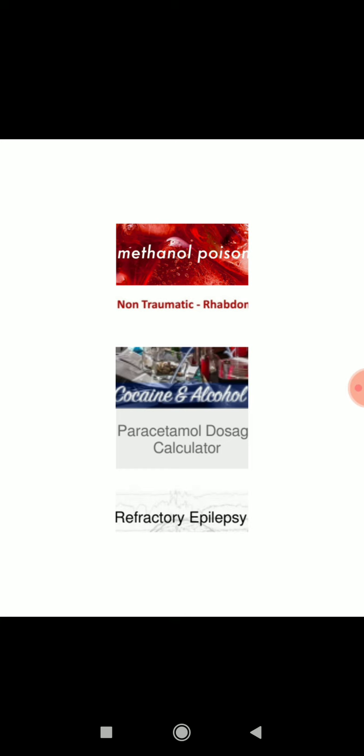Okay, the second one is the effect of co-ingestion of cocaine and alcohol. If we take cocaine along with alcohol, it causes greater neurological toxicity than cocaine alone. The third one is the maximum safe dose for paracetamol every 24 hours. In adults, it is up to 5 grams for 24 hours. Every 24 hours one can take 5 grams of paracetamol.